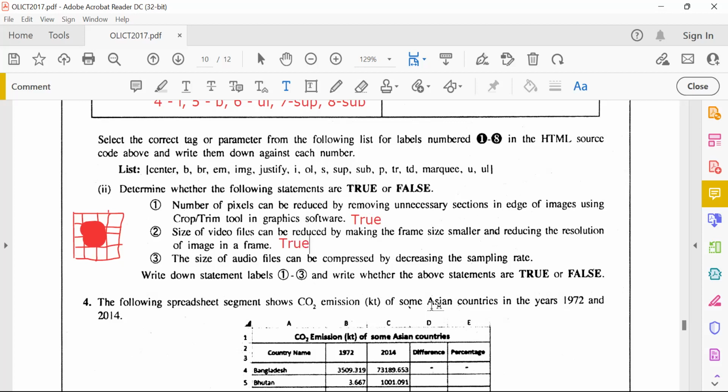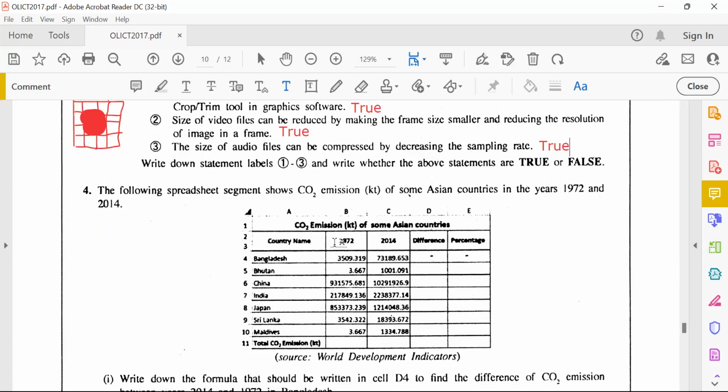Third one, the size of the audio files can be compressed by decreasing the sampling rate. This is also true. So therefore, all the three statements are true in this particular case. Right. Let's move to the fourth one.